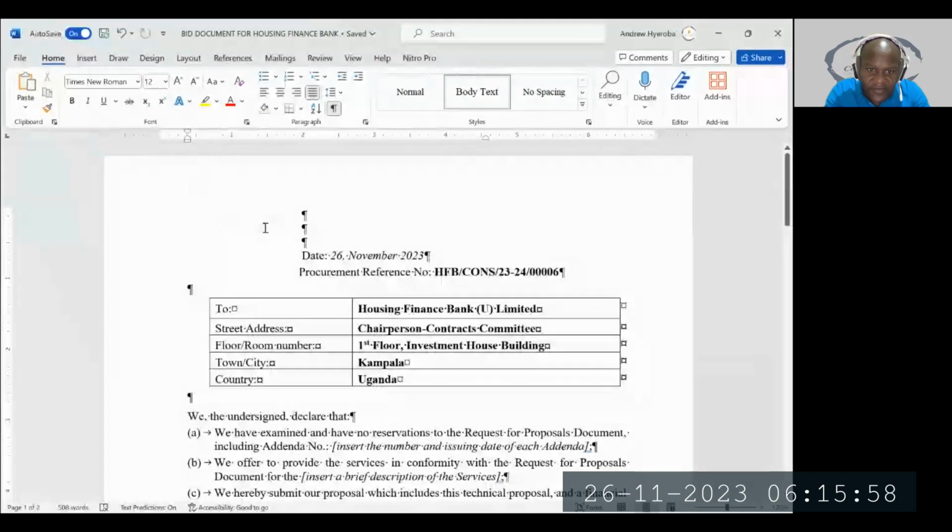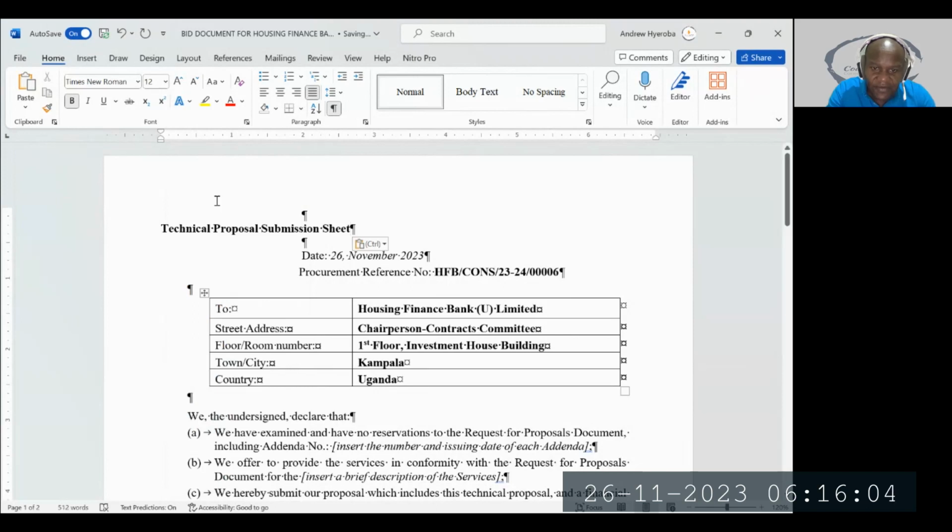So this will be our first output, and I'll just say merge formatting. We shall give it headers and the rest later.